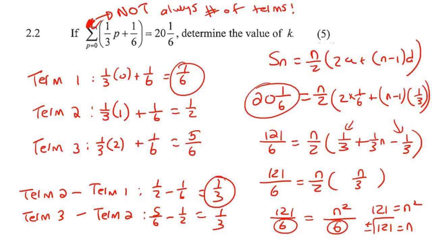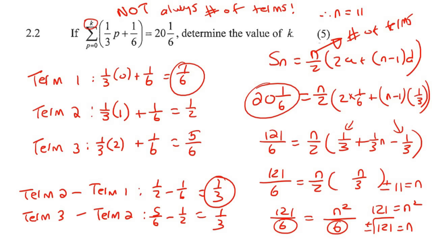But we know that n is the number of terms. Kevin, I thought you said it's not. No, this n is the number of terms, always. This number at the top is not always the number of terms. I've got a little formula I'm going to show you now, okay? But now we know that n, which is your number of terms, cannot be a negative number. You can only have a positive number of terms. So therefore, the number of terms is 11.